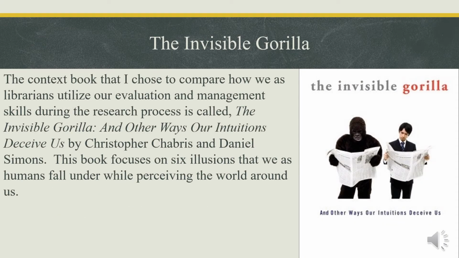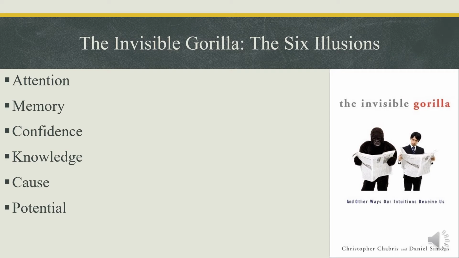The context book that I chose to compare how we as librarians utilize our evaluation and management skills during a research process is called The Invisible Gorilla and Other Ways Our Intuitions Deceive Us by Christopher Chabris and Daniel Simons. This book focuses on 6 illusions that we as humans fall under while perceiving the world around us. According to Simons, our intuition will notice something that is visible, distinctive, and that intuition is consistently wrong. The 6 illusions discussed in this book are attention, memory, confidence, knowledge, cause, and potential.